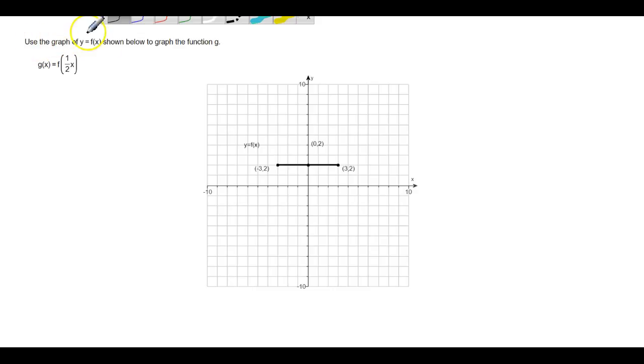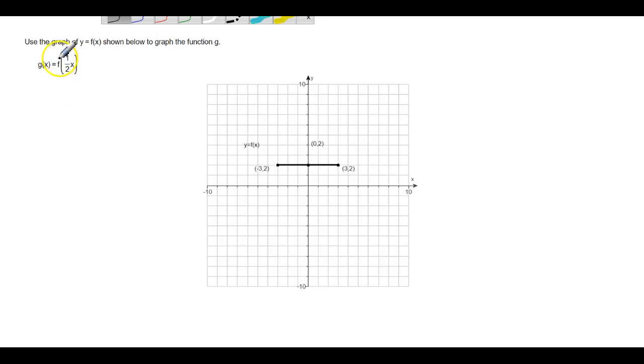Okay, so we're looking at this problem. This is f of x that we're dealing with, and it's telling us to take f of x and do this to it. Okay, so let's see what happens. What this is telling you to do is to come up with the new graph, the g, which is different than the f.